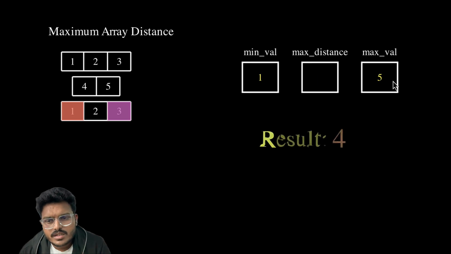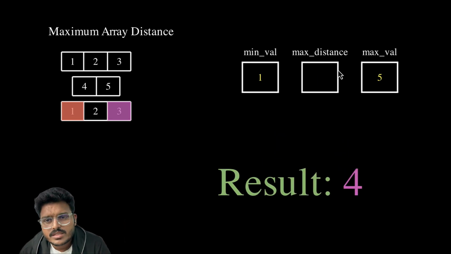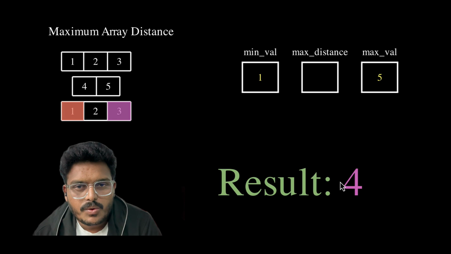So all arrays are done. The final result is the max distance, which is 4. And this is the way we can solve this problem. Let's dive into the code and see the same algorithm in action.